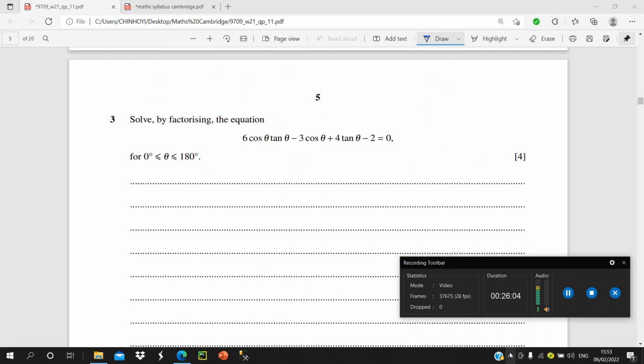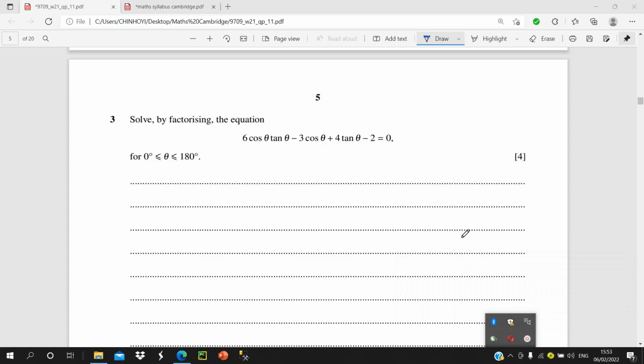Right, we are now moving on to number 3. Number 3 says: solve by factorization the equation 6 cos theta tan theta minus 3 cos theta plus 4 tan theta minus 2 is equal to 0. As you can see, we have 4 terms, so we are going to factorize by grouping. Think from your O level, we can factorize this by grouping.